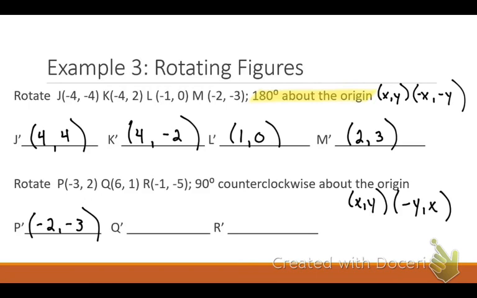Does anybody want to give point Q a shot? What do you think, Rome? Okay, so he said negative 1 and positive 6. Do you guys agree with him? Okay, he is correct. He switched the order, and my Y value was positive 1, and now it is negative 1.